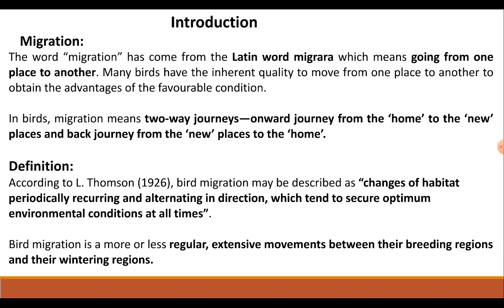In this aspect, birds can be broadly grouped into two categories, that is migratory birds and resident birds. As I've told you, the majority of birds have this inherent quality to move from one place to another to obtain the advantages of favorable conditions. Such birds are called migratory birds. There are some birds, such as the bobwhite and the ruffled sand grouse, that do not migrate at all and remain throughout the year in a country. Such birds are called resident birds.